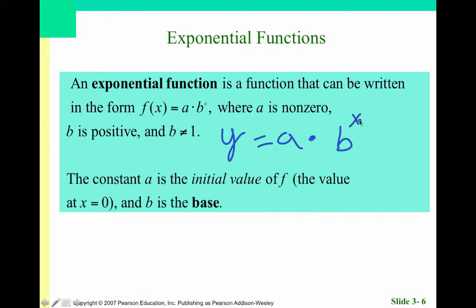When x is equal to 0, anything to the power of 0 is the number 1, and therefore you get the initial value. So our a here will always be the starting point. When x is 0, if you're talking about an ordered pair, you'll always have a. And that's a really good thing to think about when you're talking about population. Starting population will always go there.